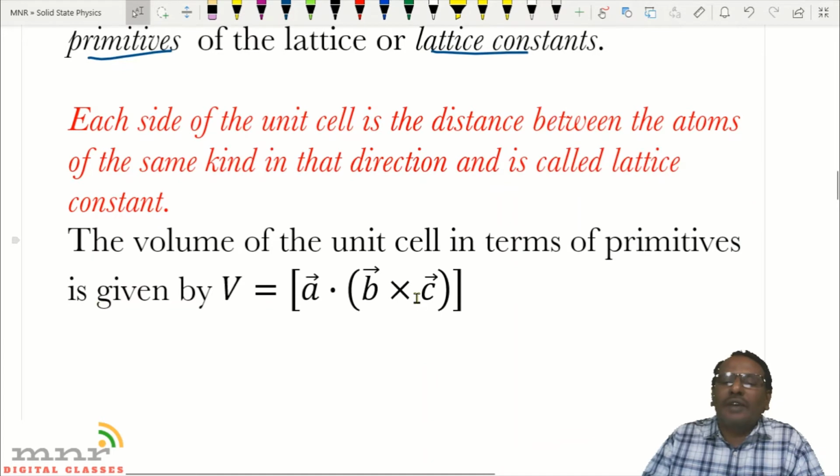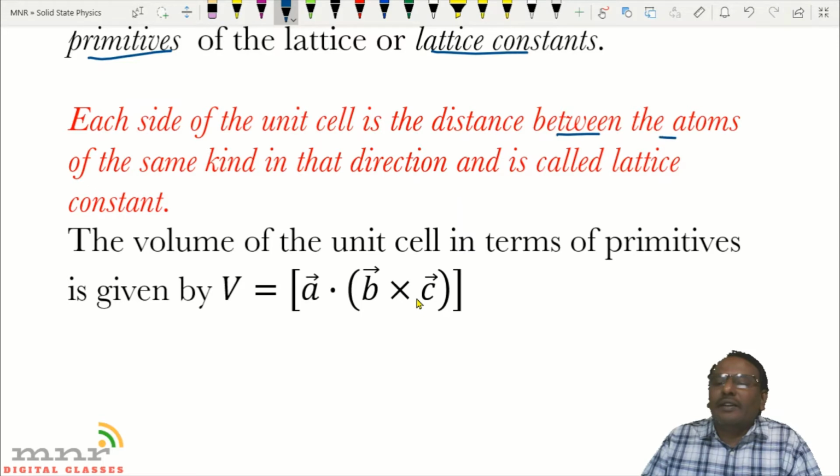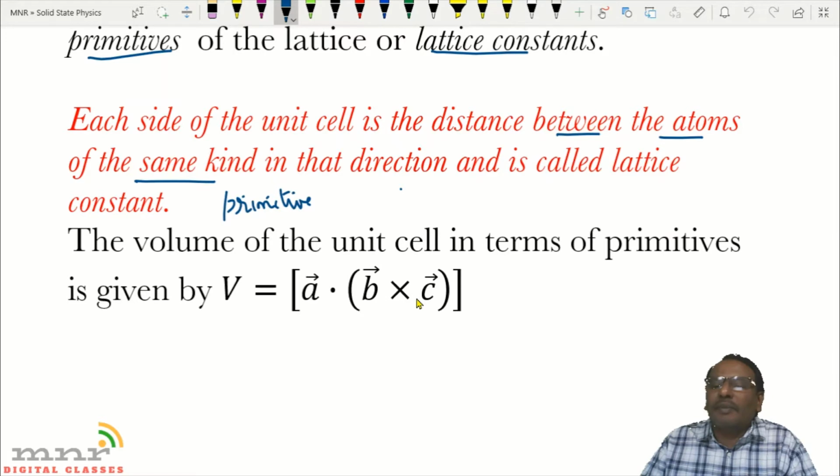So now let us define what primitives are. Each side of the unit cell is the distance between the atoms of the same kind in that direction and is called the lattice constant or primitive of the lattice. The volume of the unit cell is represented in terms of primitives and is given by V equals a bar dot b bar cross c bar, where a bar, b bar, c bar are the basis vectors in the three directions.